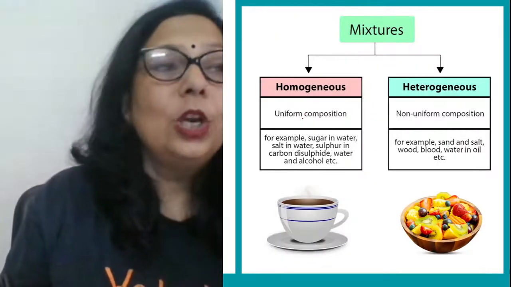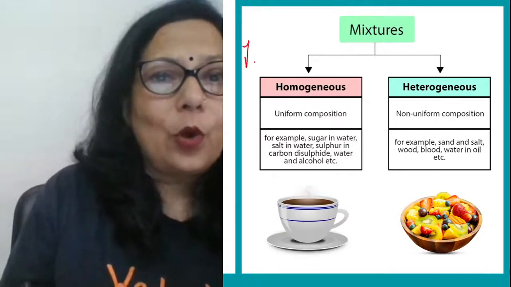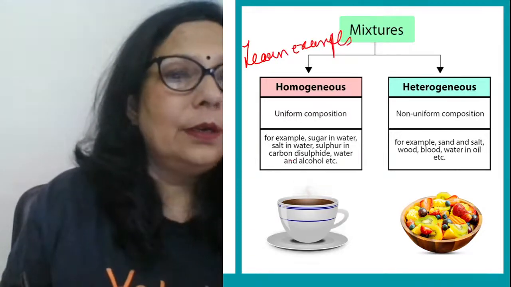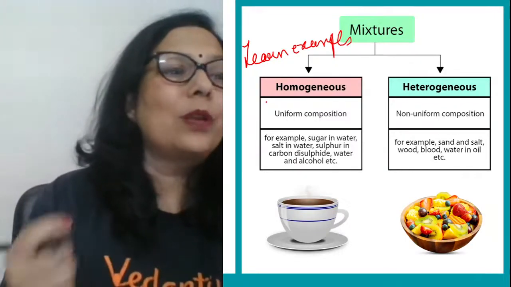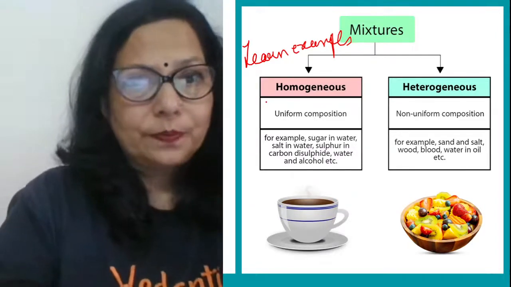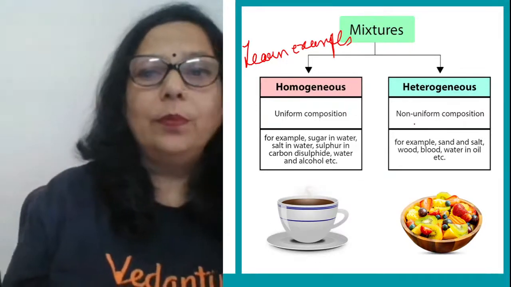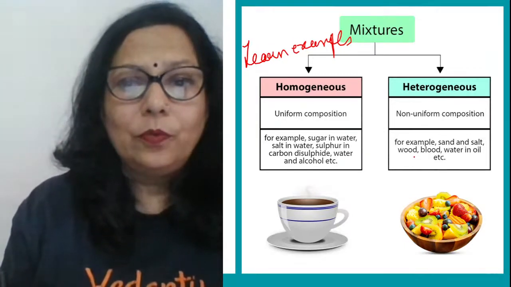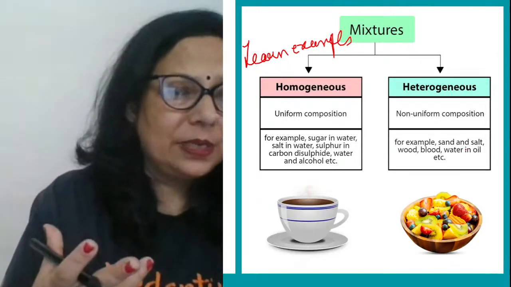So homogeneous is uniform composition. For example, sugar in water, salt in water. Learn the examples. Alcohol in water. Alcohol is like जैसे आपकी medicine है उनमें alcohol है, जो आप उनको water में मिक्स करके लेते हो तो homogeneous बन जाता है. तो that is a homogeneous mixture. Yes. Now comes non-uniform composition. For example, sand and salt, wood, blood, water in oil. जिसमें आपको पता लगता है कि दो चीजें मिक्स्ड हैं.